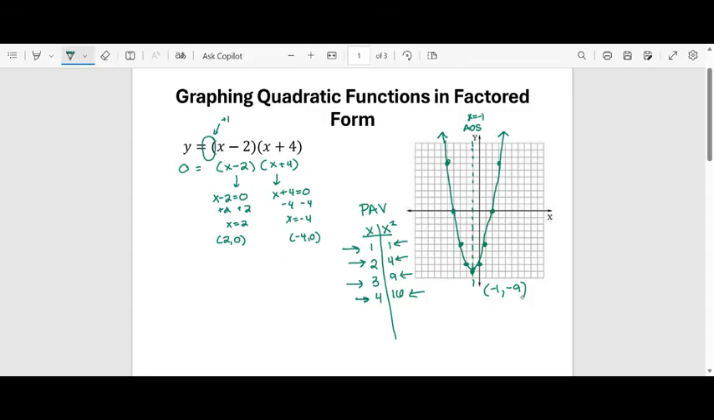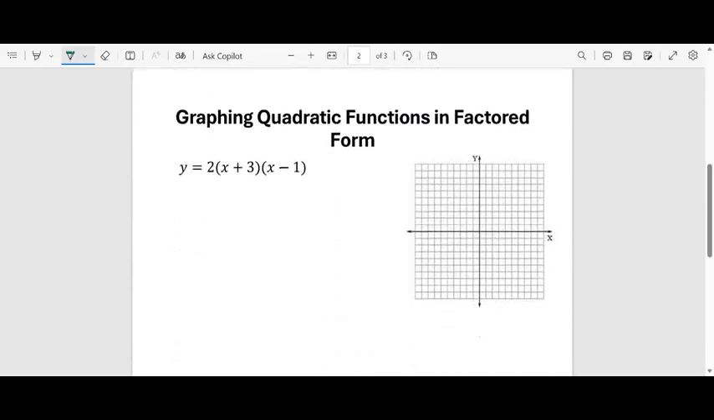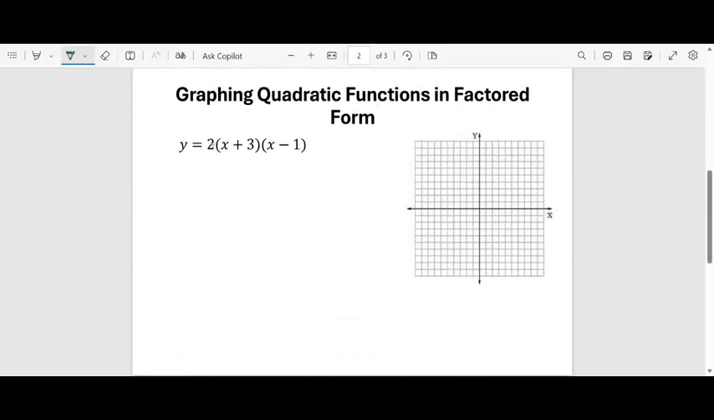All right, let's try another one. This next one's going to be slightly harder because I'm going to be giving you one that does have a coefficient. So this one has a coefficient of 2. But we're still going to do the same process. We're going to start by finding our x-intercepts, which means y needs to be 0. So I'll have 0 equals 2 times (x plus 3)(x minus 1).